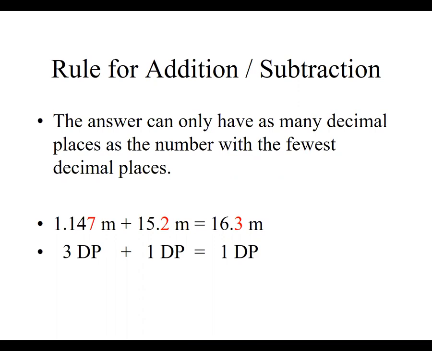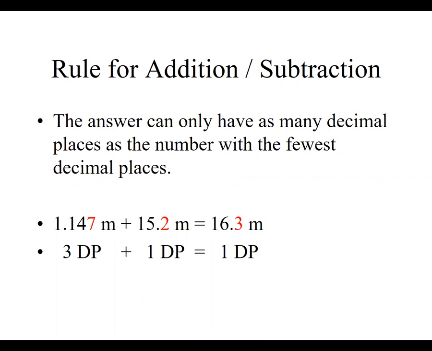So the number 1.147 has 3 decimal places. There are 3 digits after the decimal point. The number 15.2 has only 1 decimal place. It's got 1 digit past the decimal point. And so again, I'm going to adopt the fewest decimal places because remember, the answer cannot be any more knowledgeable than the least knowledgeable number that led to it, right? You can't get more precision out of an answer than the least precise number that went into it.